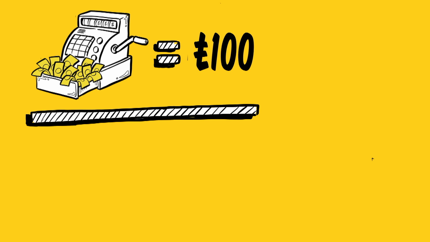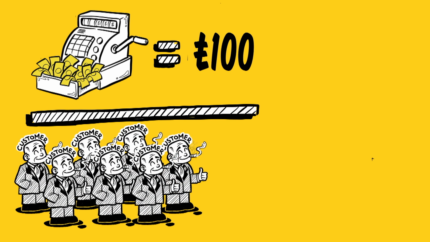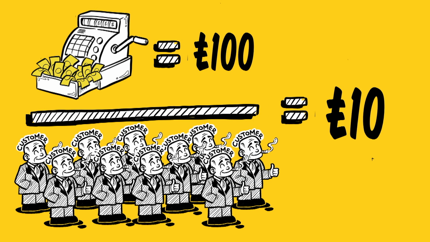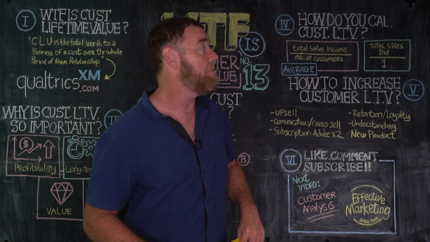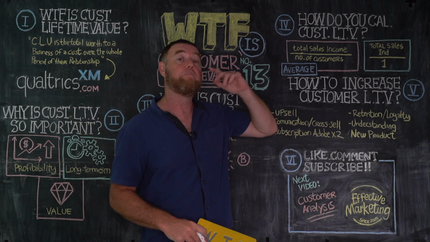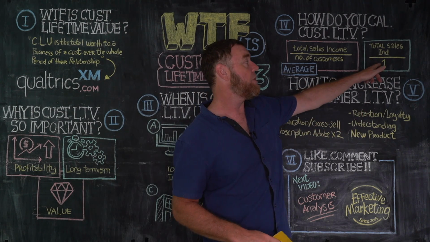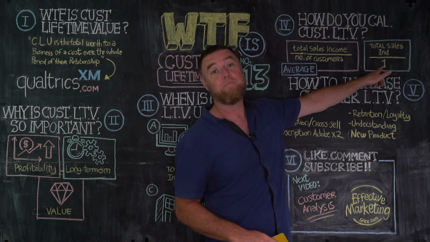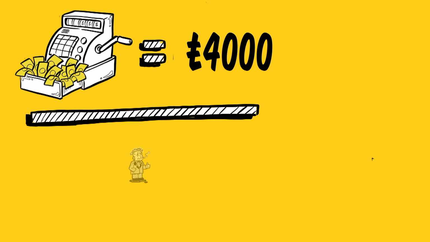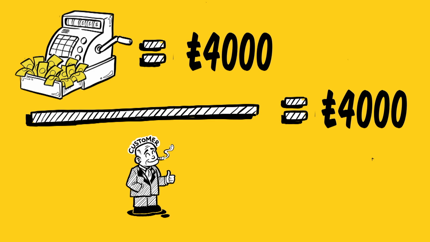So for example, if I have had a total sales income of £100 and I have had 10 customers, then I know that my average customer lifetime value is £10. Now you might also be interested to do this by customer. So all you do then is you take the total sales from that individual customer and you divide it by the number 1. So if, for example, X company have spent £4,000 with me, then I know that the customer lifetime value of that particular customer is £4,000.